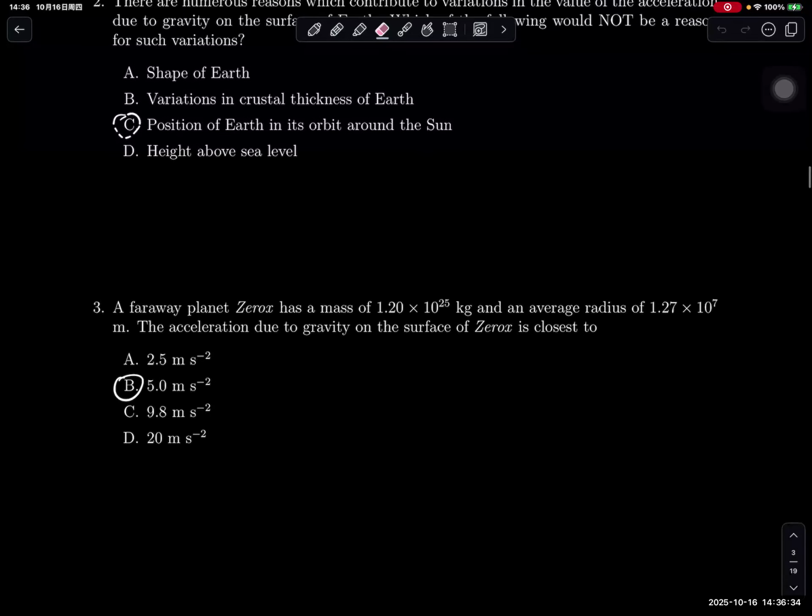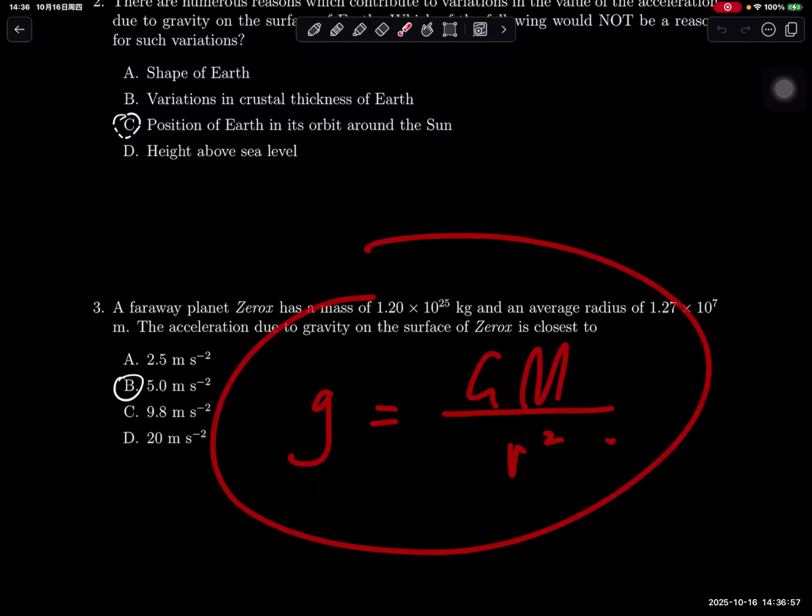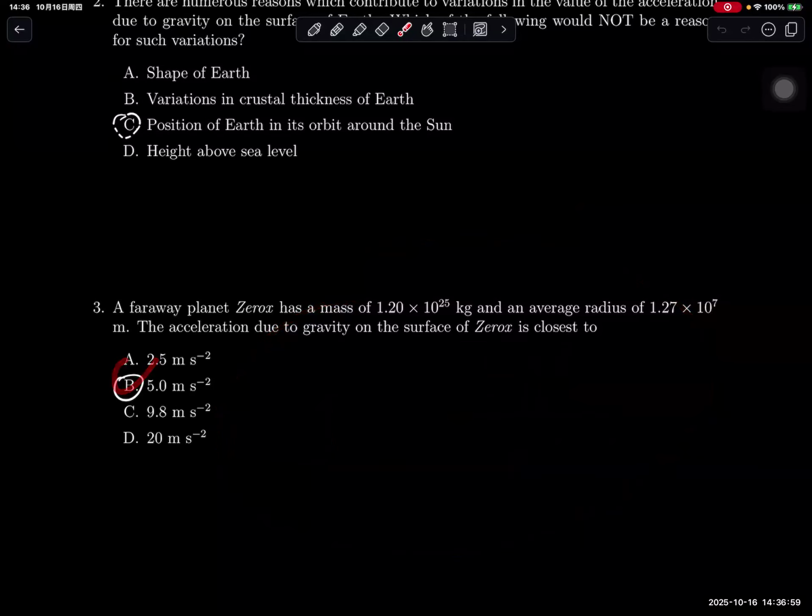A faraway planet, Xerox, has a mass of that many kilograms and an average radius of this many meters. The acceleration due to gravity on the surface of that planet will be equal to? So this question is pretty much substitution of values into the gravitational field strength equation, which is equal to G times the mass of this planet divided by r squared. Then you will end up getting 5 meters per second squared.